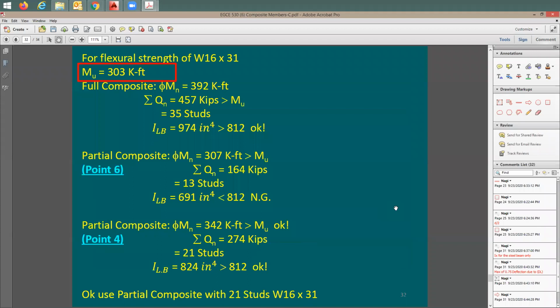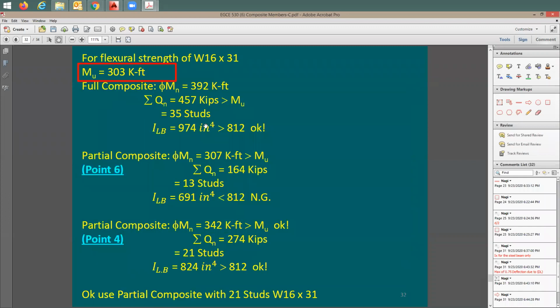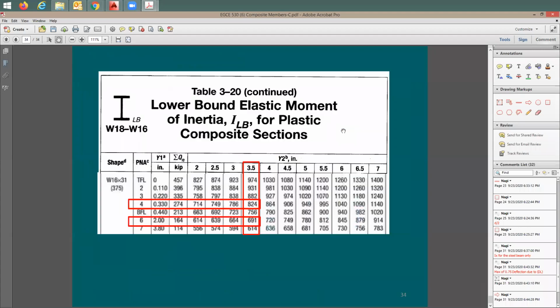Let me go back here one step. Full composite 392. Summation of Qn 457. This means how many studs? I need 35 studs. How about moment of inertia? The lower bound moment of inertia. Here is the lower bound moment of inertia in this case. It's going to be how much? 974. Do I need all of that?